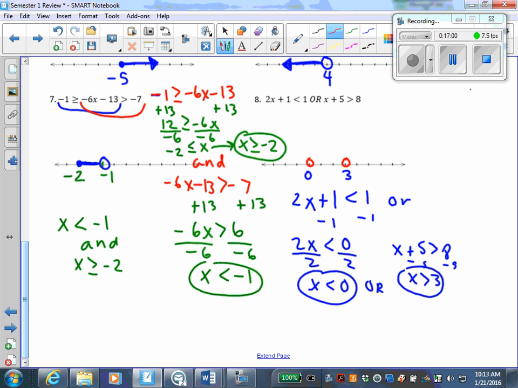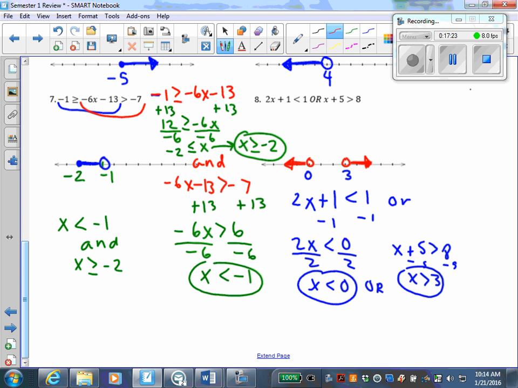I want smaller than 0, so to the left of 0, or greater than 3, so to the right of 3. So our solutions are only the numbers that are shown on this number line. And so nothing between 0 and 3 would satisfy these inequalities, but everything to the left of 0 or to the right of 3.